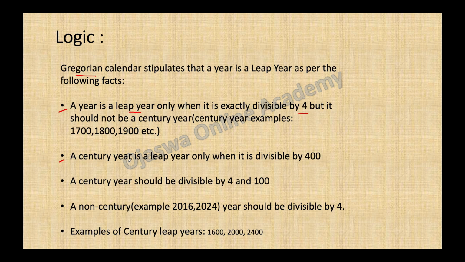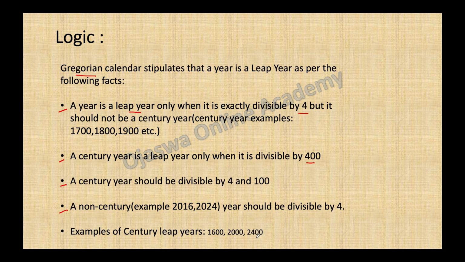Next point is, a century year is a leap year only when it is divisible by 400. So the year when it is divisible by 400, it is a century year. And a century year should be divisible by 4 and 400. Also, a non-century year, for example 2016, 2024, these years should be divisible by 4. Only then these are leap years. So examples of century leap years are 1600, 2000, 2400. These are examples of century leap years.